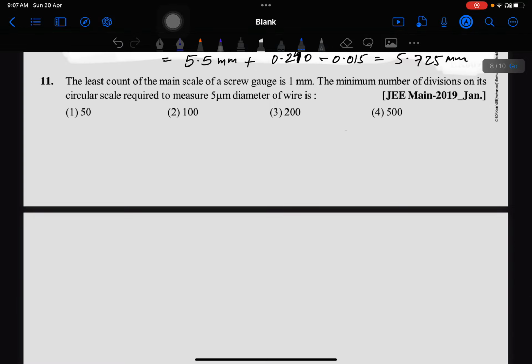Okay, the least count of the main scale of the screw gauge is 1 mm.